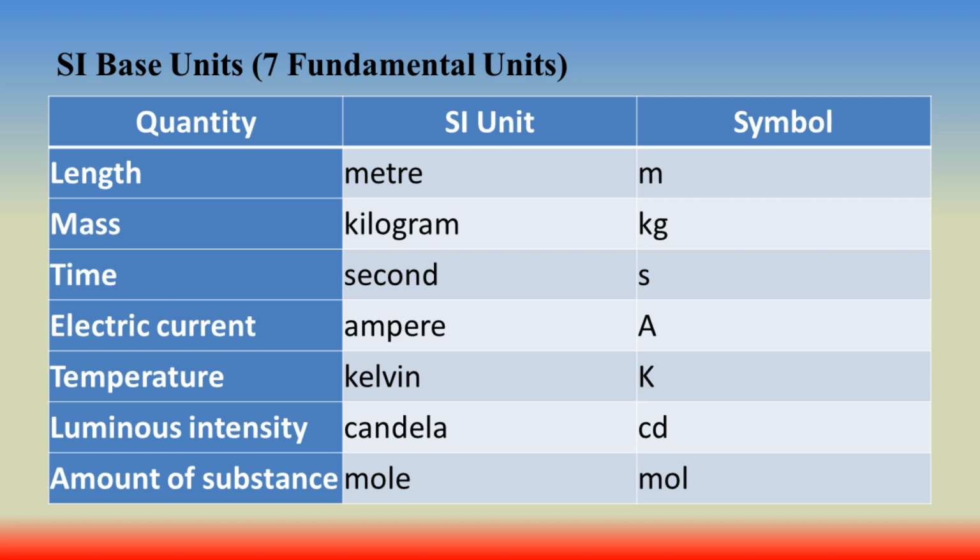SI base units. The SI system defines 7 fundamental units, each for a basic physical quantity. Length, meter; mass, kilogram; time, second; electric current, ampere; temperature, Kelvin; luminous intensity, candela; amount of substance, mole. These units form the building blocks for all other measurements in science.